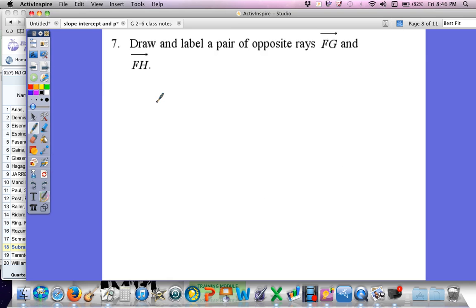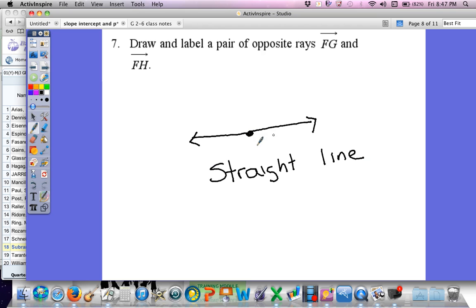Number 7, draw and label a pair of opposite rays. I think this is the exact question that you have. Obviously, opposite rays go in opposite directions. You need to label everything here, but they make a straight line. So I want this correctly labeled.